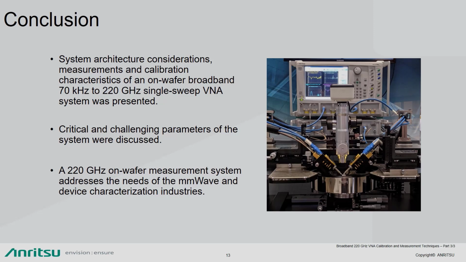So, in conclusion, we have considered the system architectures, measurements, and calibration characteristics of an on-wafer broadband 70 kHz to 220 GHz single-sweep VNA system. We discussed the critical and challenging parameters of the system and shown that a 220 GHz on-wafer measurement system addresses the needs of the millimeter wave and device characterization industries.